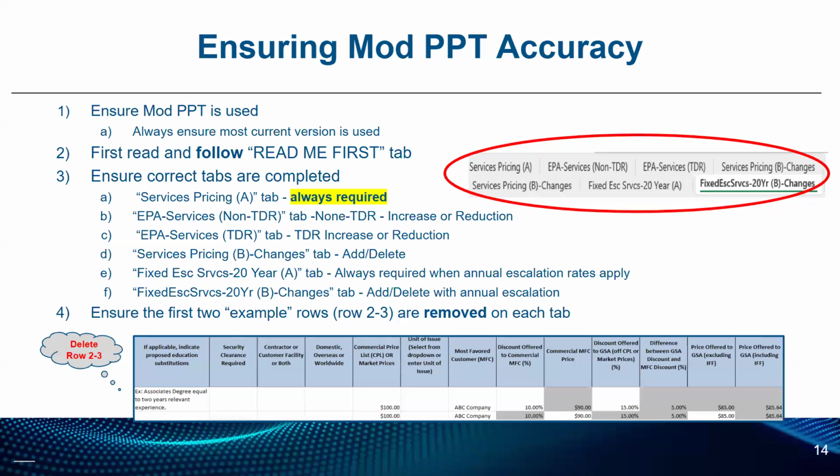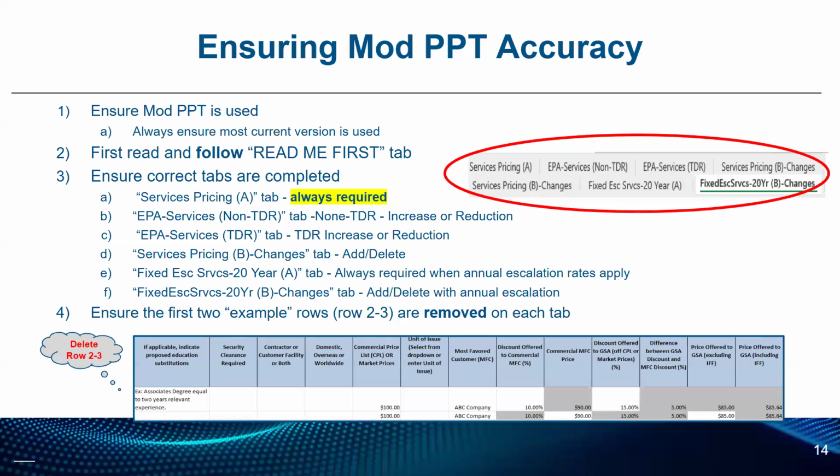And also, if you do have a fixed escalation rate and you're using out year pricing, then that services pricing A tab needs to be updated to whatever year you are currently in. And then when you do your fixed escalation tab for your change, you're going to start at whatever year you're at. You don't fill out year one because if you're in year 10, year one has long since gone. So we need to be making sure that we're filling out the tabs in the correct and appropriate manner and that we're using the correct pricing.